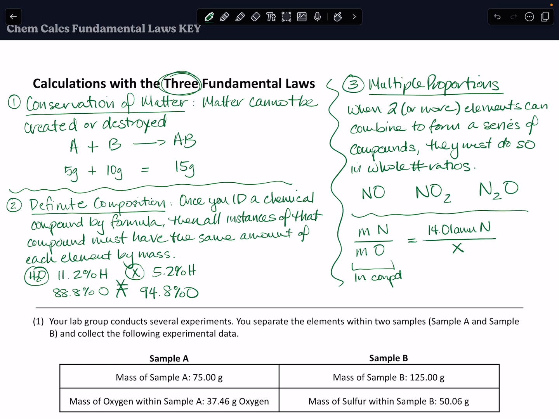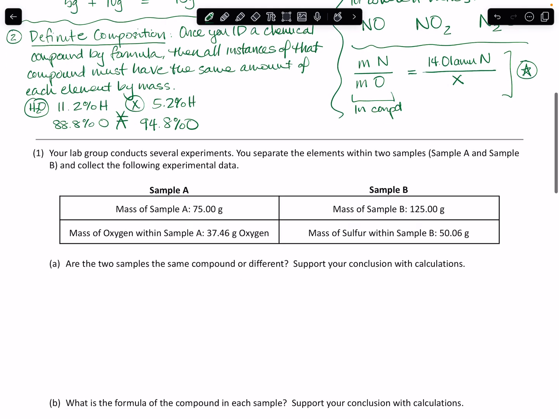All right, I'm going to show you how to use this law in the problems below. So don't worry if this mathematical part doesn't make sense yet. It will once you see it in action. All right, so these are our 3 fundamental laws. So let's work our problem.